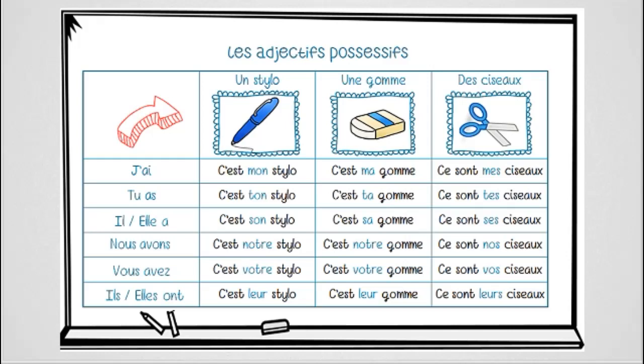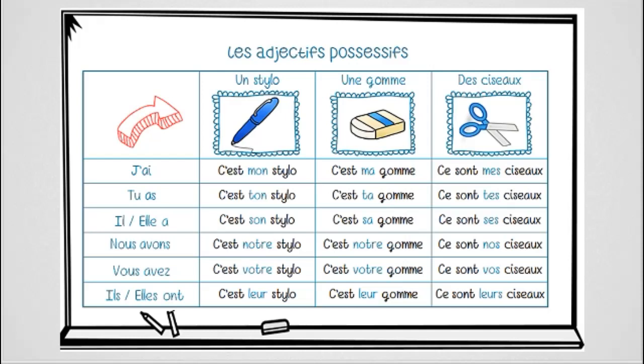Say, this is their pen. There is a plural. This is our pen. Okay. This is our pen. Mm-hmm. How to translate it? Okay. Say. Our is notre, not a pen. Not a stylo. Notre stylo. Yeah. Okay. Say notre stylo.